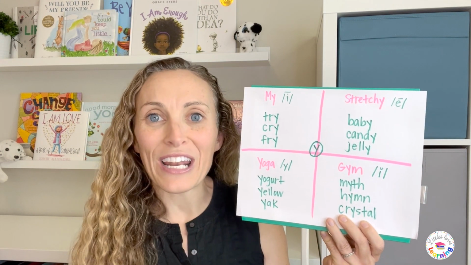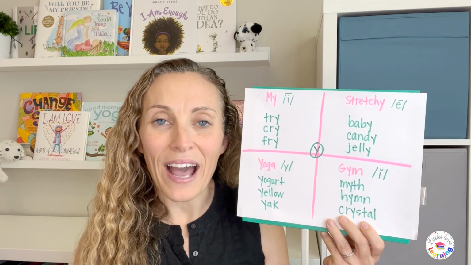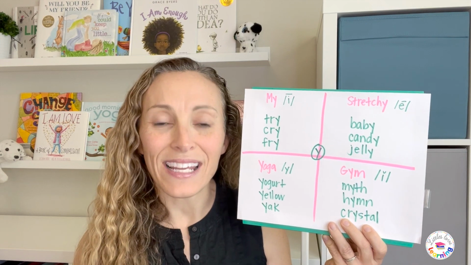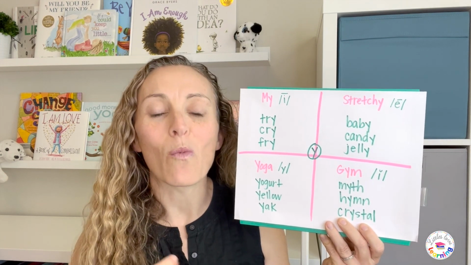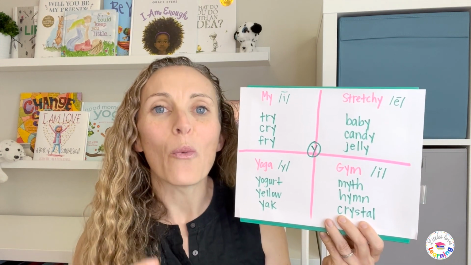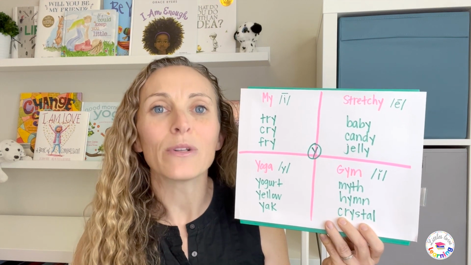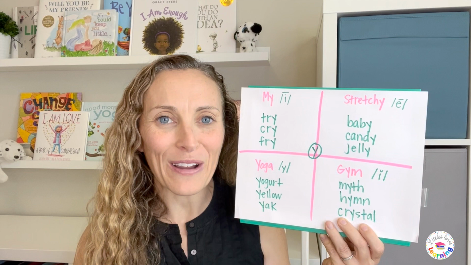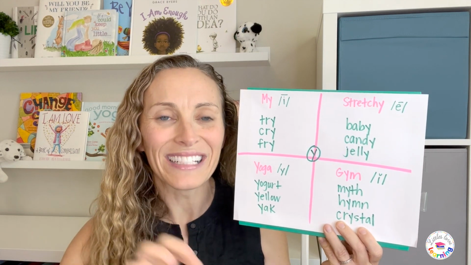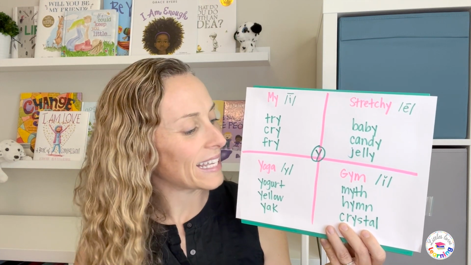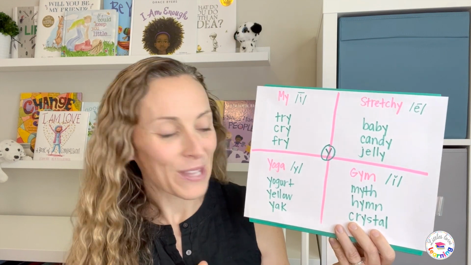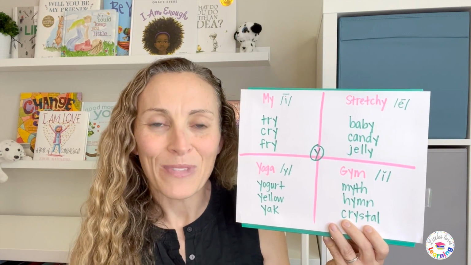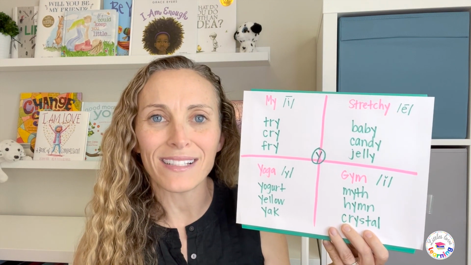Then the third word in our sentence is yoga. That, of course, is representing Y as a consonant at the beginning of a word. So when Y is at the beginning of a word, we know it's representing the sound Y. Notice I didn't say ya. I'm trying to be very careful about cutting off my sound. So it's Y, as in yoga, yogurt, yellow, and yak. So of course we want them to practice that consonant sound.